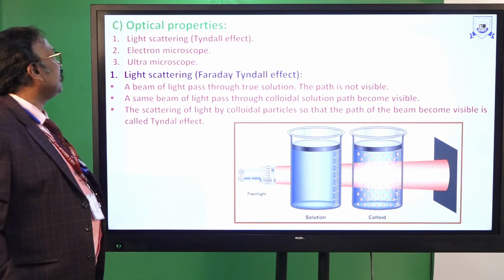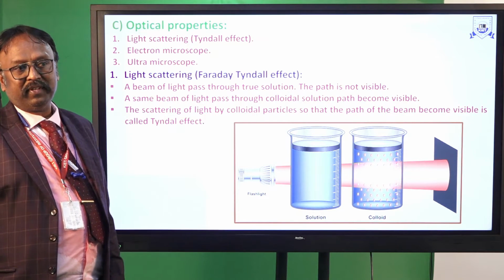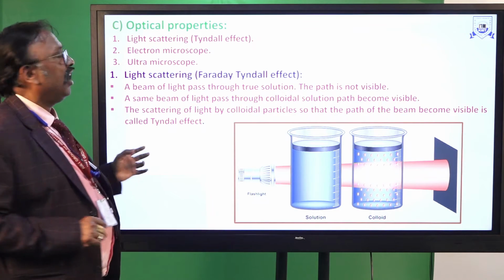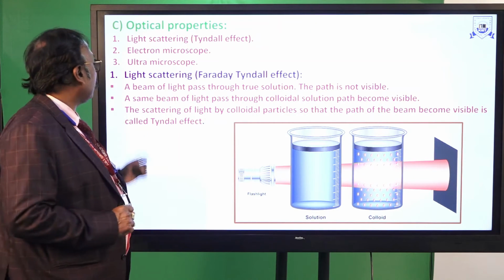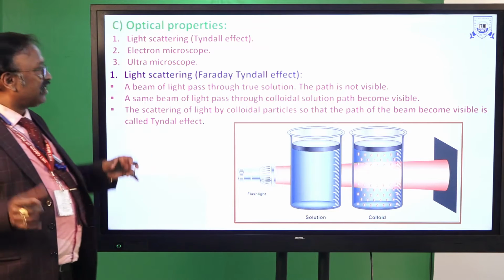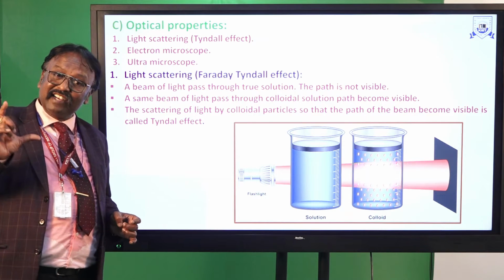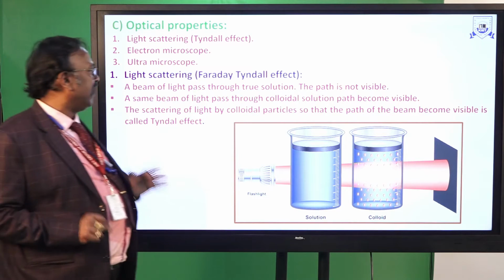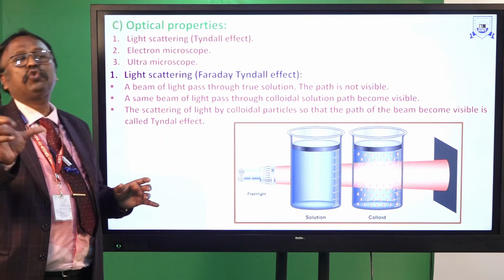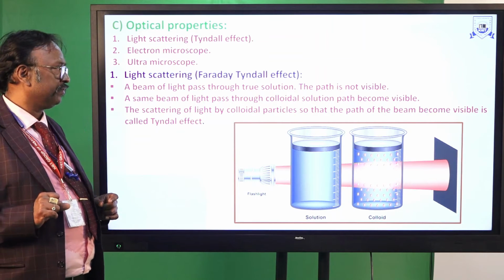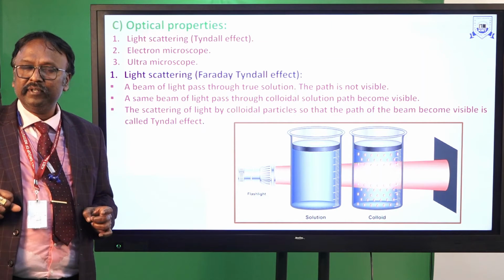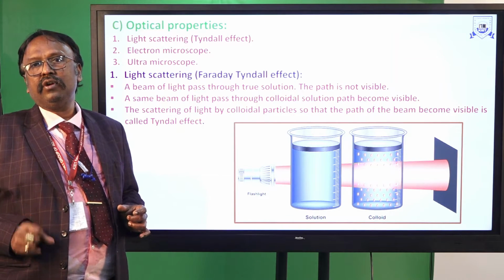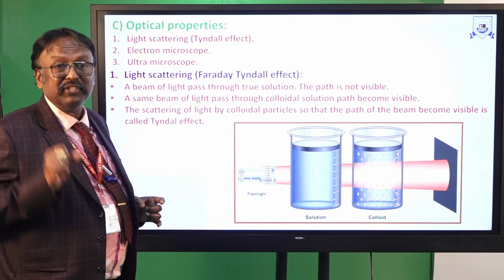Last property, that is optical properties. Optical properties means light scattering or Tyndall effect, electron microscope and ultramicroscope. Light scattering we can also call the Faraday-Tyndall effect. How? When a beam of light passes through a true solution, the path is not visible. Suppose the same beam of light is passed through a colloidal dispersion, the path is visible.